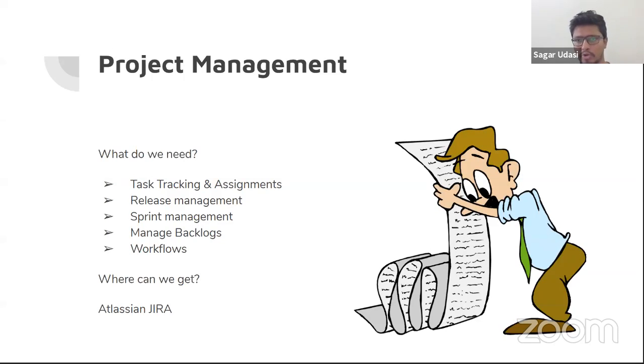And we want to manage backlogs as well, like what features are pending, how long they have been pending, and whether we'll be able to finish them in time or not. And then the overall workflow a feature will go through. A feature may be in requirement ready state, then code ready, then QA tested, and then finally deployed. These are the workflows that we would like to manage. And where can we get that? Atlassian Jira is a platform where we get that.